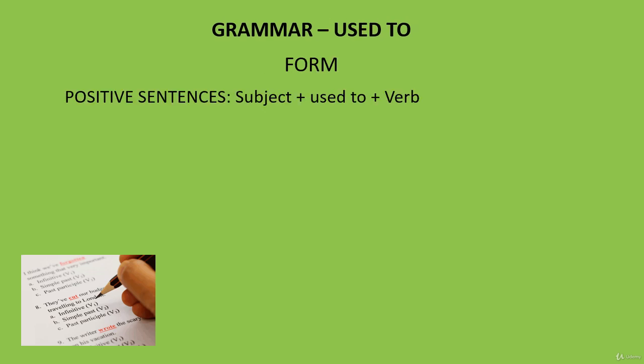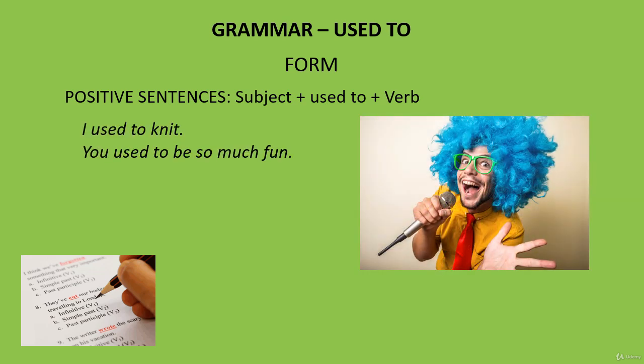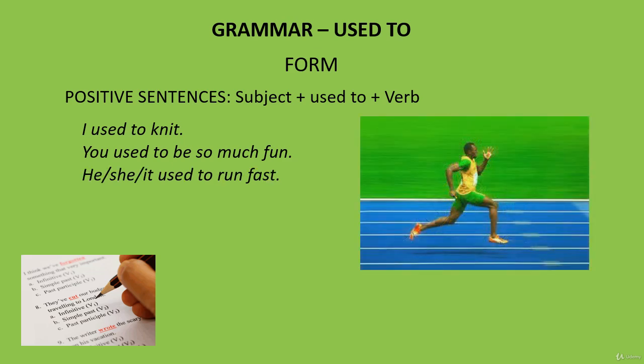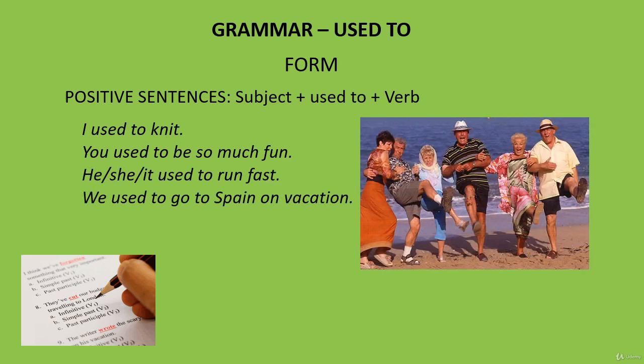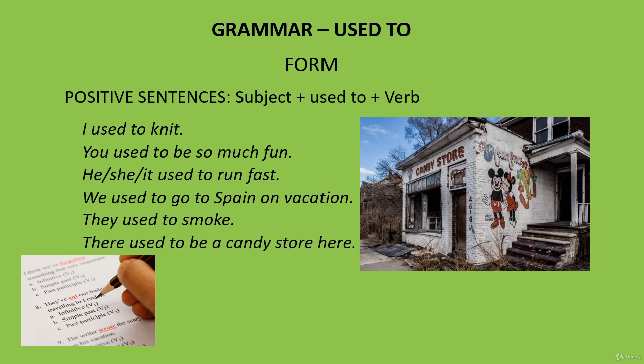The form of used to is like past simple. For positive sentences, it's subject plus used to plus verb. I used to knit. You used to be so much fun. He, she, or it used to run fast. We used to go to Spain on vacation. They used to smoke. There used to be a candy store here.